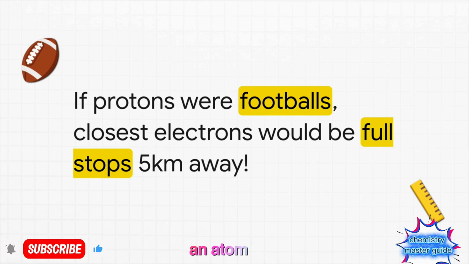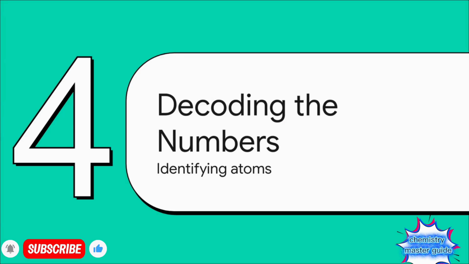Okay, here's a fun analogy to help visualize this scale. Imagine we magnified an atom so that the protons became the size of footballs. The closest electrons wouldn't just be nearby, they would be the size of tiny little full stops located 5 kilometers away. That's roughly 50 football fields. What this reveals is an absolutely incredible fact of nature. An atom is almost entirely empty space. Crazy, right?